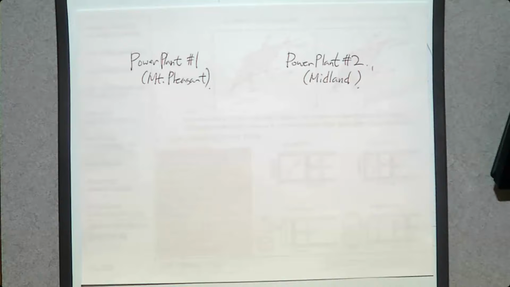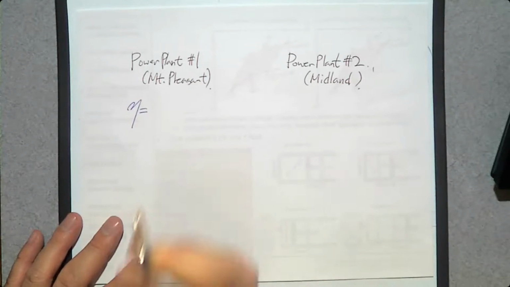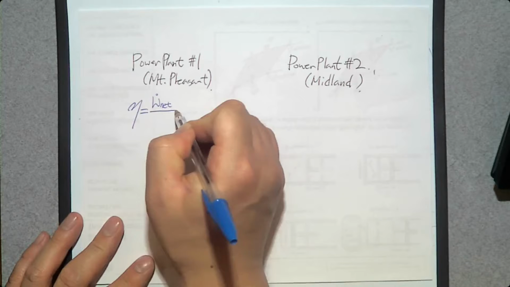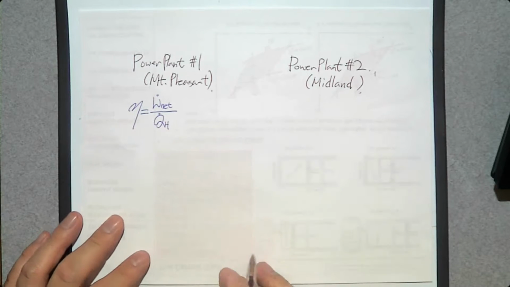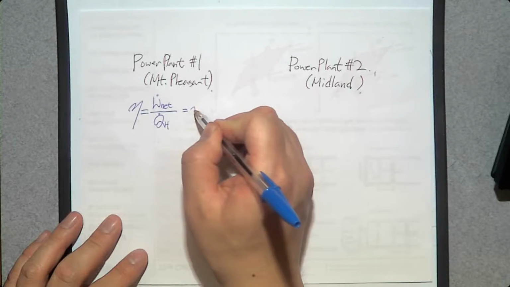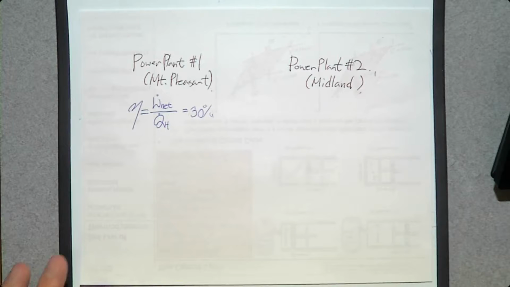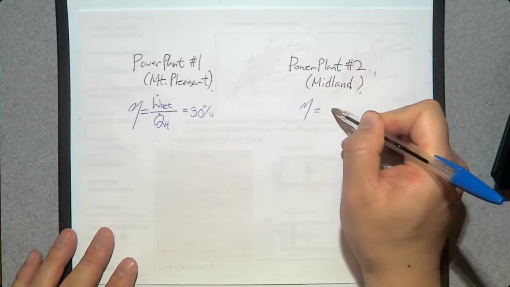Then, how do we evaluate the performance of this power plant? A power plant is a heat engine, so you can calculate the efficiency. How do we calculate the efficiency? Desired output, W dot net, over required input, Q dot H. So when you calculate the efficiency, it was 30%. It's pretty high. What about the efficiency of the power plant in Midland? Oh, it was only 10%.